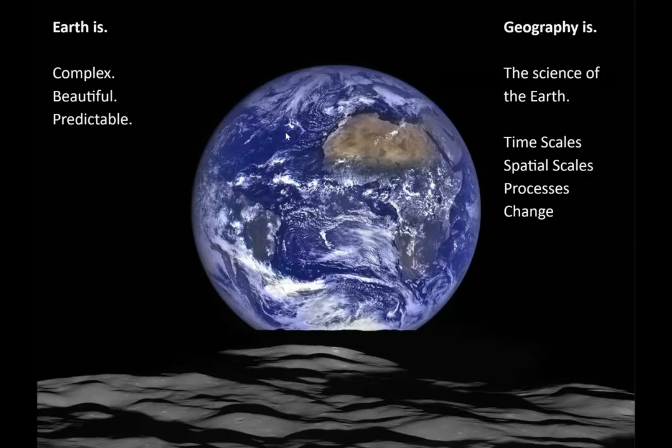Now, when you think about Earth, I want you to think about a complex and beautiful thing, but you also should realize that what happens on Earth isn't random. What happens on Earth is predictable through science, and geography really is the science of the Earth. Through an understanding of geography, we can understand the Earth in all its complexity and all its beauty. We can begin to understand the past of the Earth and the future of the Earth. We just have to think about time scales, spatial scales, processes, and change. And that's what this class is all about.